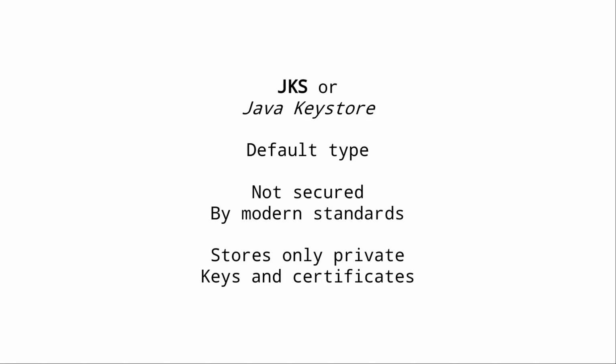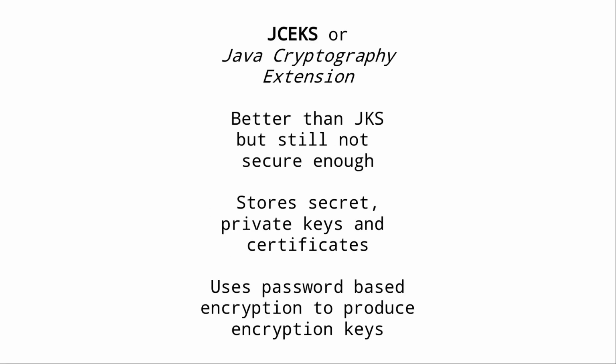First we are going to talk about JKS, or Java KeyStore. It's the default type, not too safe by modern standards, and stores only private keys and certificates. Then we have JCEKS, or Java Cryptography Extension. It's much better than JKS in the sense of security, but still not secure enough. It stores secret private keys and certificates, and it uses password-based encryption to produce encryption keys.